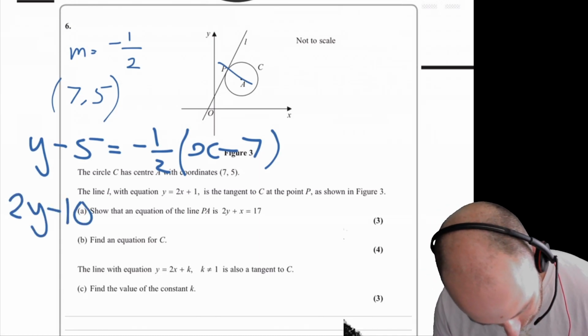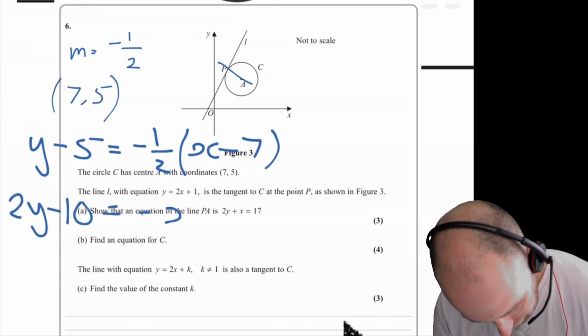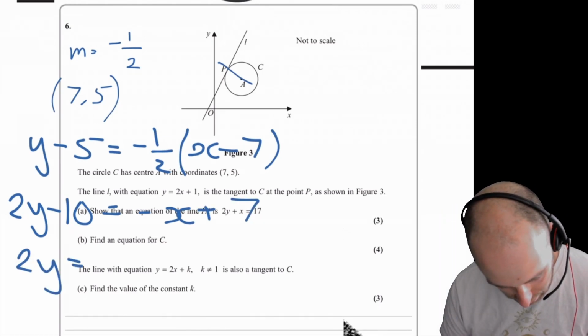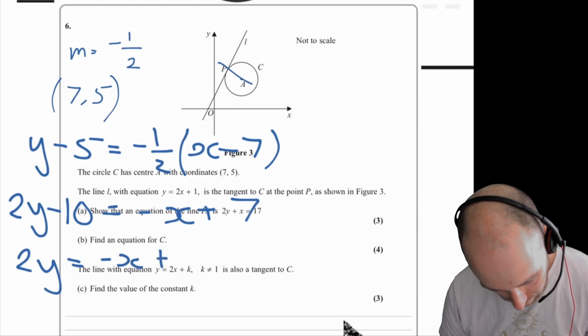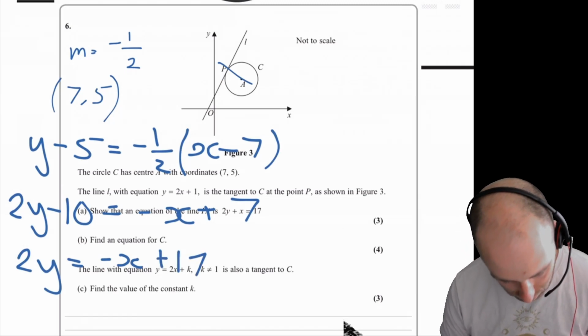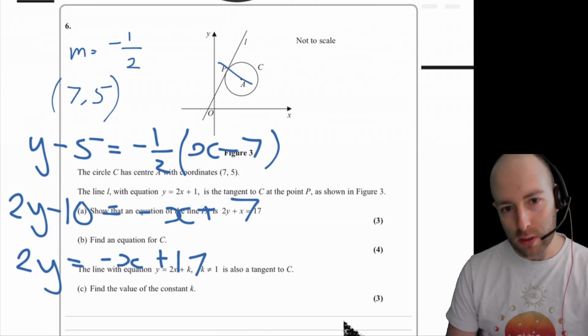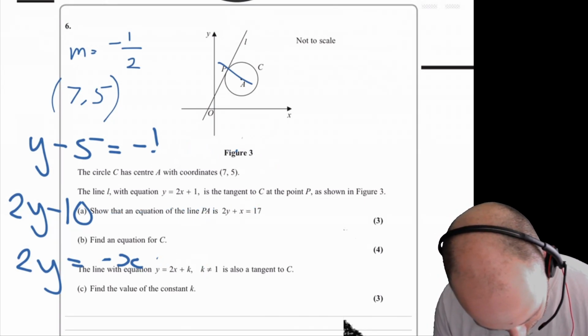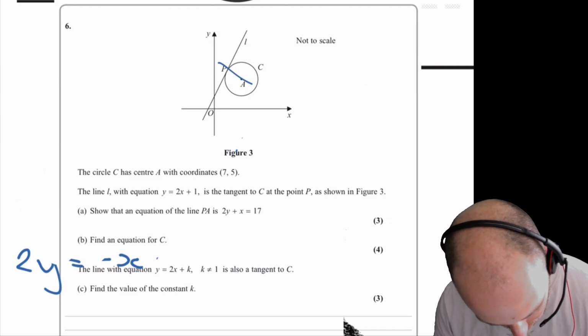2y minus 10 is minus x plus 7. Add 10 to each side. 2y is minus x plus 17, which is what we wanted. And move the x over to the other side as well. So that's part A. Part B, find an equation for the circle.